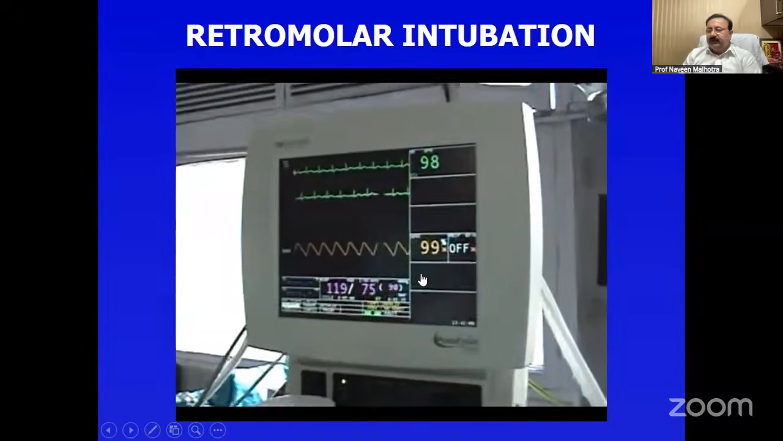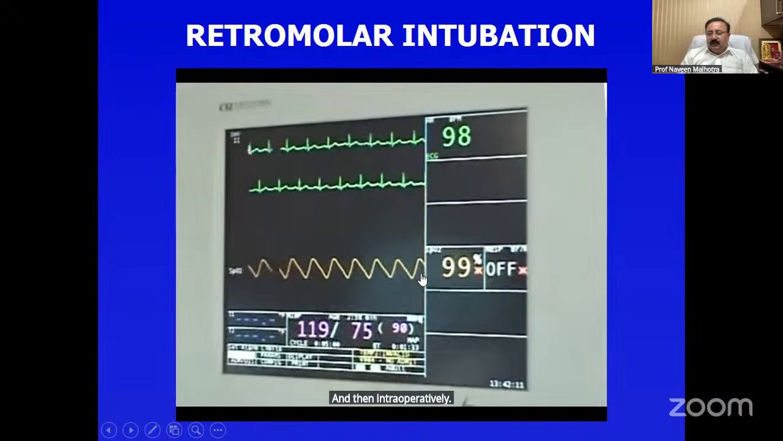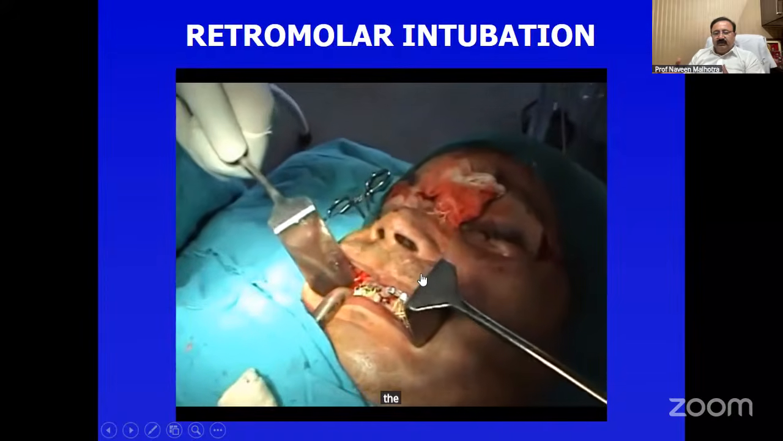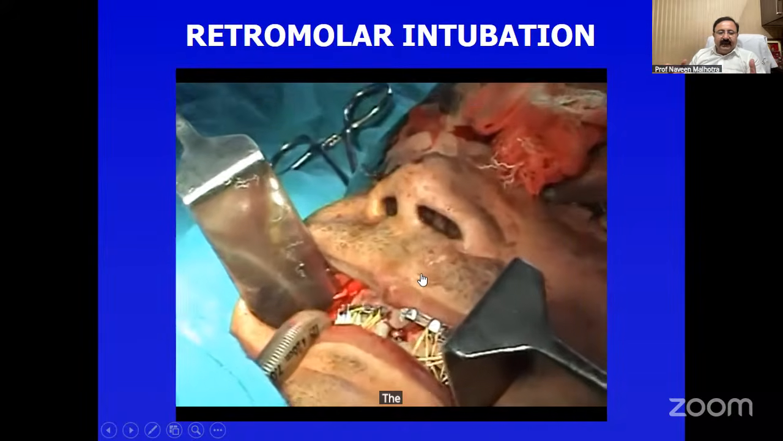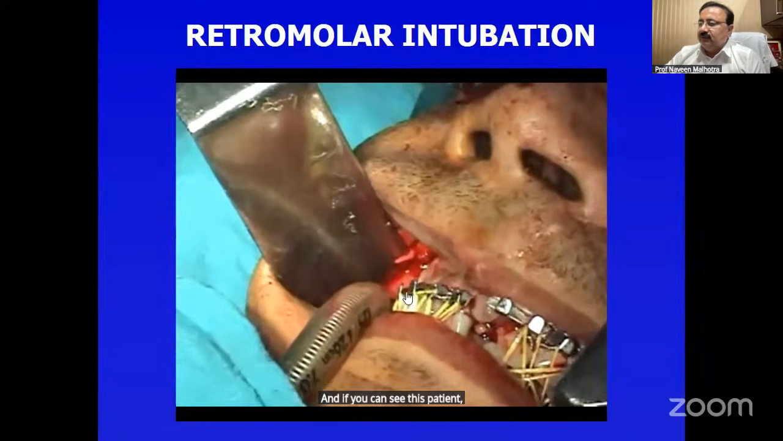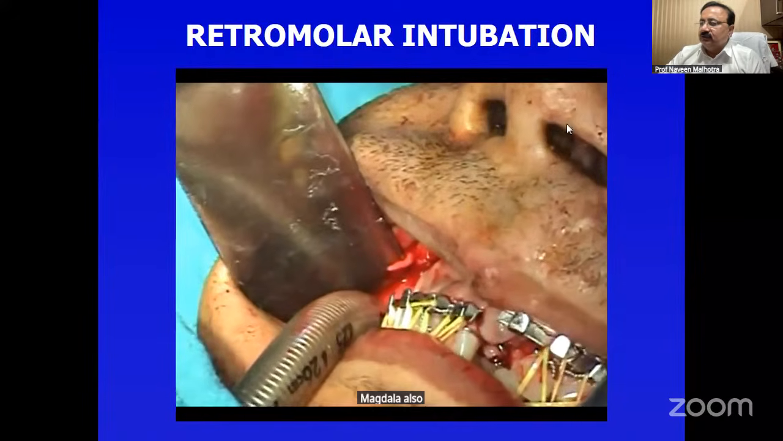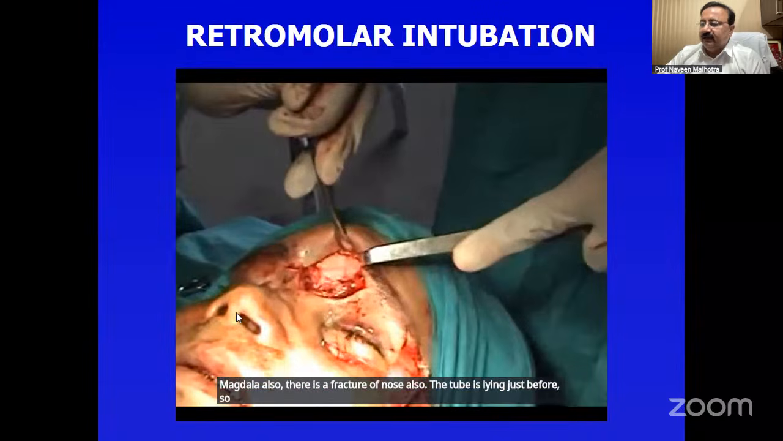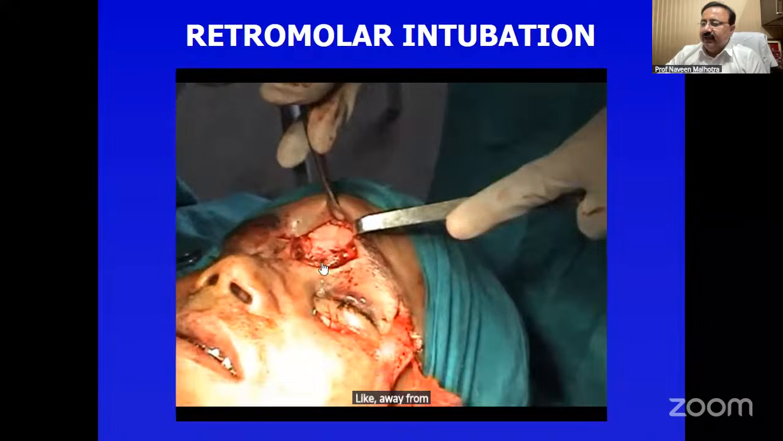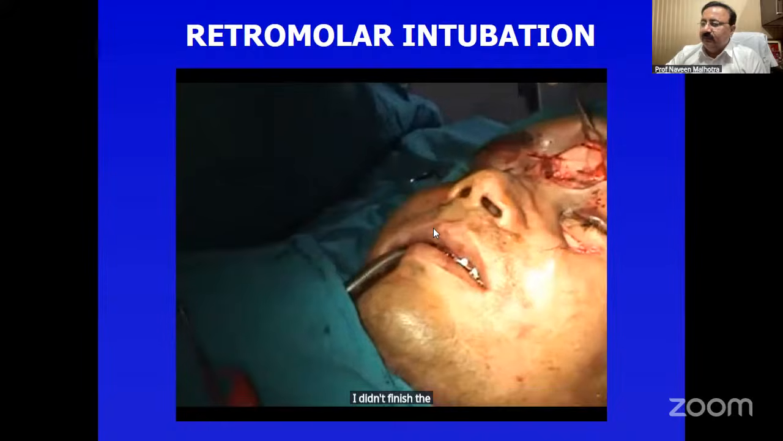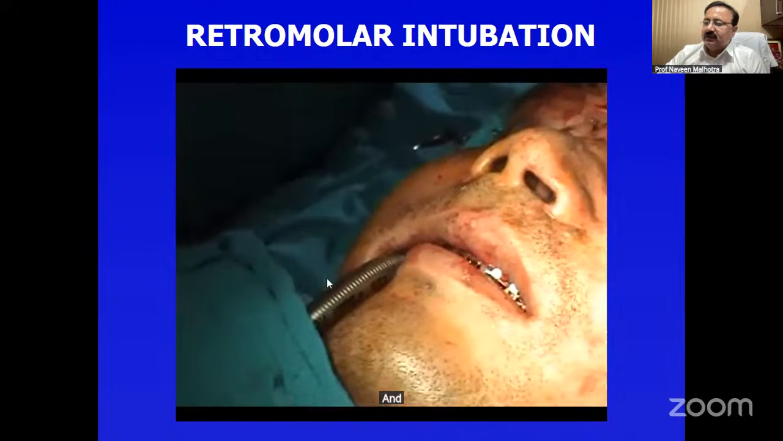And then intraoperatively, the maxillomandibular fixation is done. The tube is lying just behind. And if you can see this patient, there is a fracture of the maxilla also, there is a fracture of the nose also. The tube is lying just away from the field, and they are operating on the nose also. They have finished the surgery on the mandible, and the tube is just lying silently.